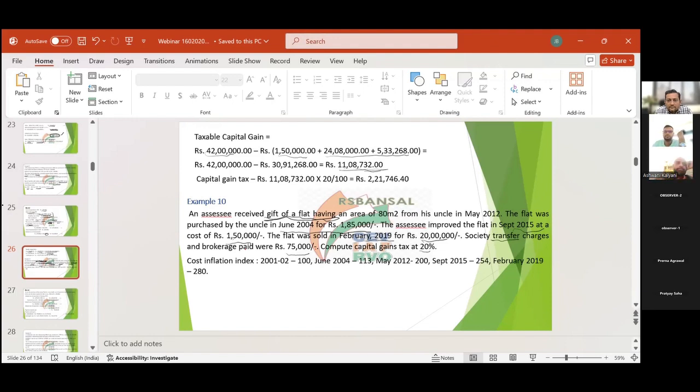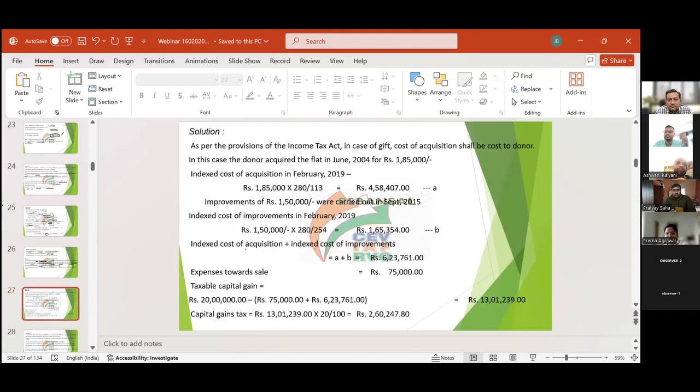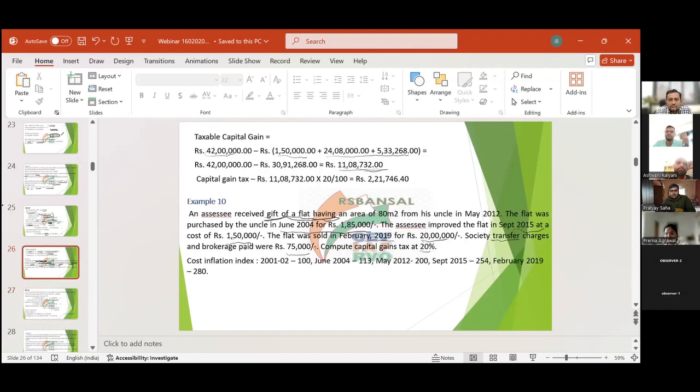The cost inflation index for 2001 is 100, June 2004 it is 113, May 2012 it is 200, September 2015 it is 254, and in February 2019 it is 280, which is given to you. So see here, the only important thing here is the cost of acquisition.